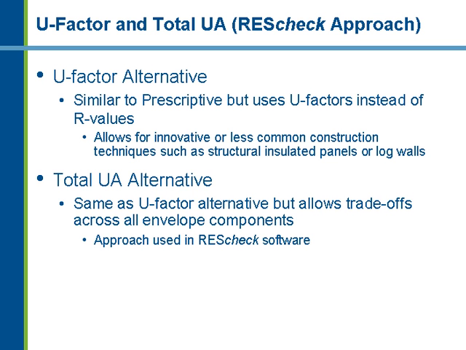So the U factor and total UA. We've looked at the R value prescriptive. Now let's go over to this other compliance approach, which is the U factor total UA. Now the U factor table, again, is for the entire assembly. This is not your insulation values anymore.